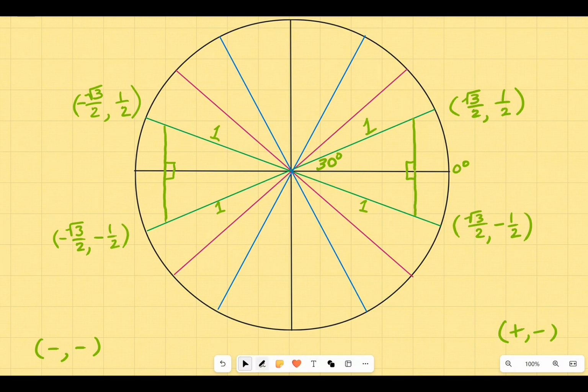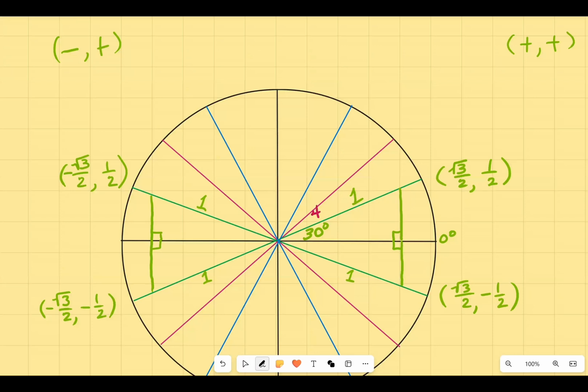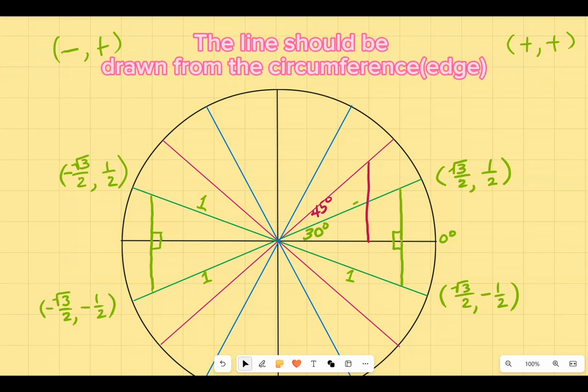So now we're going to go and change the color to pink. The next one is going to be where it's 45 degrees. And same thing, if I were to actually draw down a right triangle, it's going to be the same thing, and I can keep going down to the next one. And the next one.